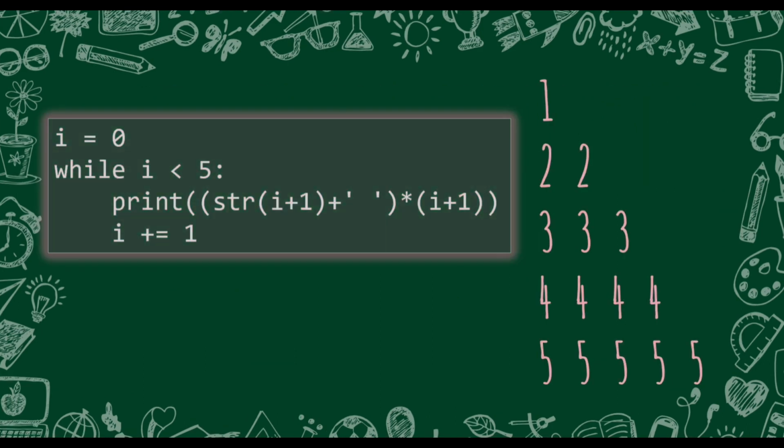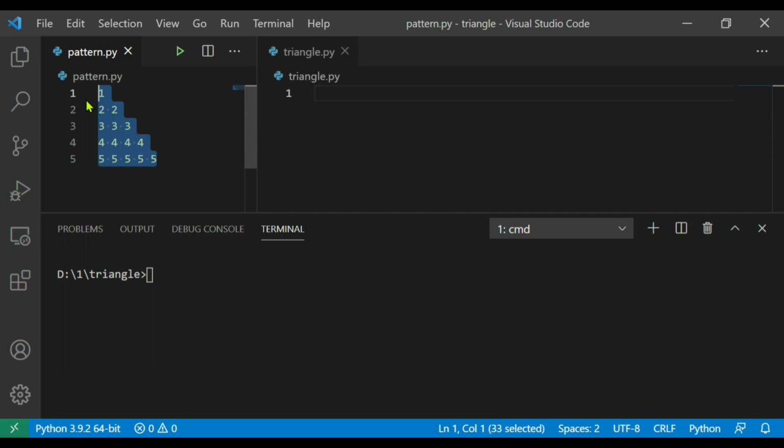In this video tutorial, we will see how to print right angle number triangle pattern. Let's move to Visual Studio Code and execute this pattern. We can see here, in this pattern, triangle is aligned in the right side.